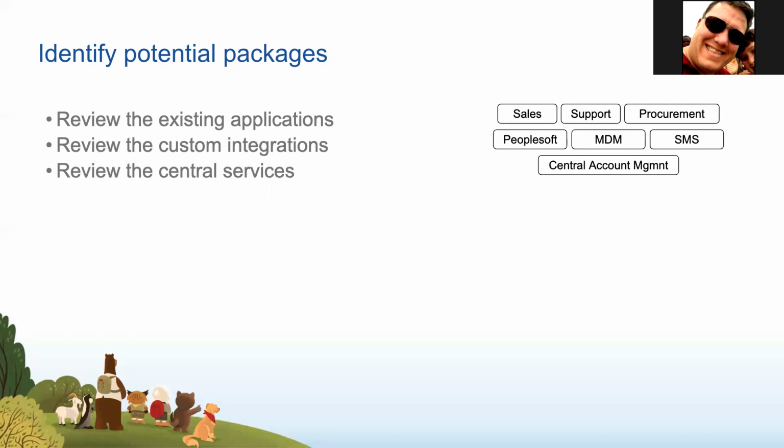For example, a central account management. What I mean here is simply the information about how you create an account, manage an account, what the required fields are. All of that is probably needed by multiple apps in your org. So centralized services are probably another candidate for packaging.